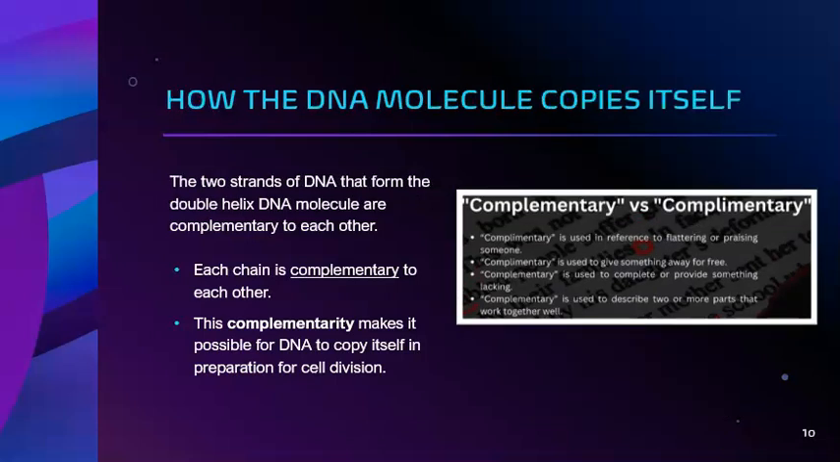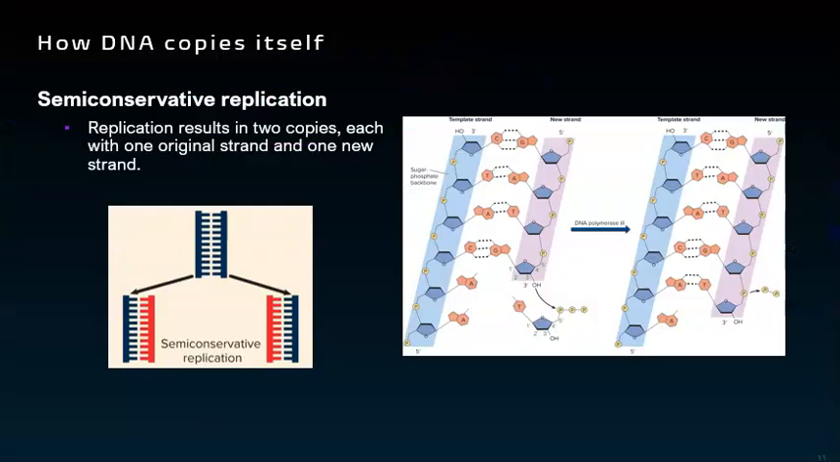But how does the DNA molecule copy itself? We found out that it is actually through a method of semi-conservative replication, and this is just meaning replication that results in 2 copies of the DNA, but each copy has 1 original strand and 1 new strand that has just been synthesized. So you can see that happening here with the use of DNA polymerase.